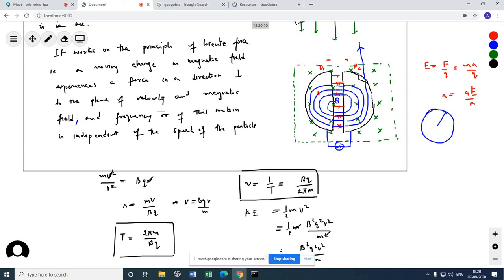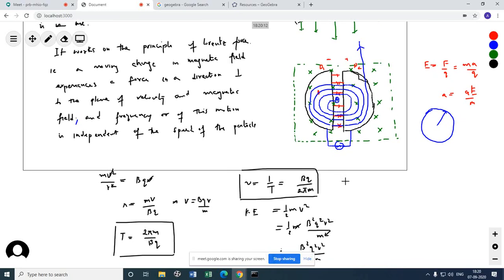So this frequency, don't forget, is called the cyclotron frequency. Please write it here, or else I'll forget to tell you. This is called the cyclotron frequency.